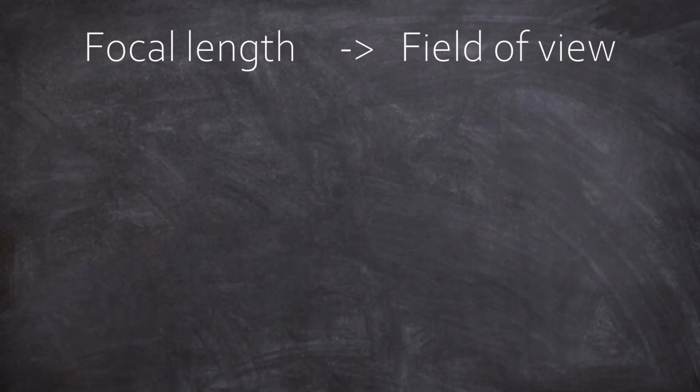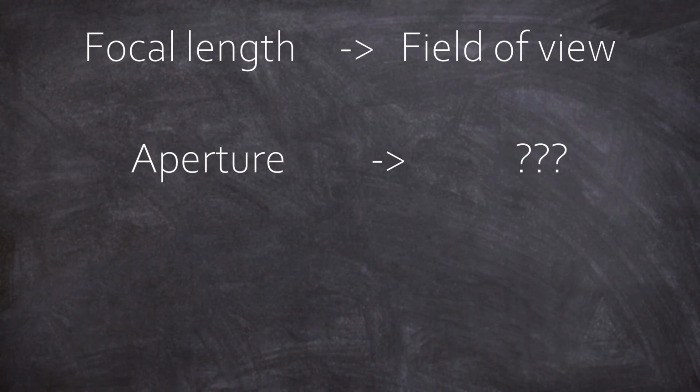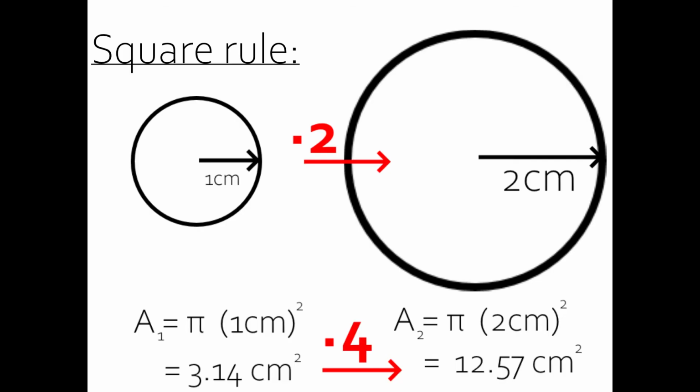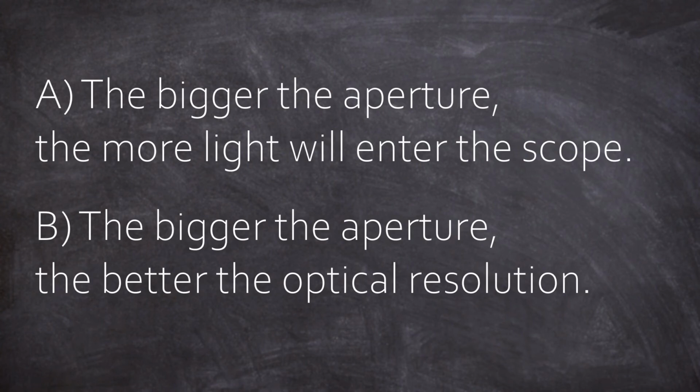The focal length dictated us the field of view, and so what does the aperture give us? We can focus on two main points. A, the bigger the aperture, the more light will enter the scope. So for fainter objects you need more light. In this case, the bigger the better. Important fact here, if you double the aperture, you actually quadruple the area of your optical component, and thus the amount of light you collect. It's the square rule. And secondly, B, the bigger the aperture, the better is the optical resolution.